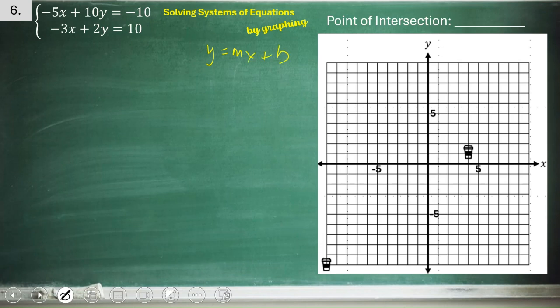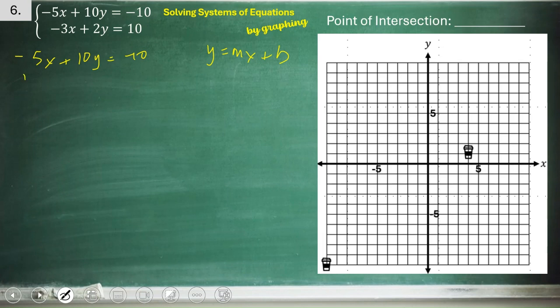I'm going to start with our first equation, and I'm going to rewrite that so you can see all the steps I'm working. So I have negative 5x plus 10y equals negative 10. So our goal is to get y by itself. That means every action I'm taking is to get that y term on its own.